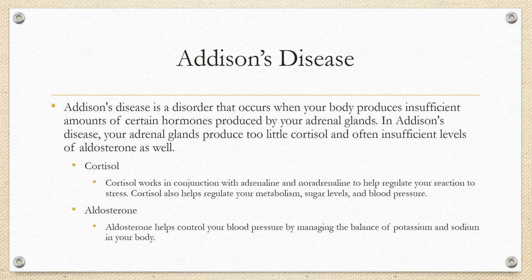Cortisol works in conjunction with your adrenaline and noradrenaline to help regulate your reaction to stress. Cortisol also helps regulate your metabolism, sugar levels, and blood pressure. Aldosterone helps control your blood pressure by managing the balance of potassium and sodium in your body.